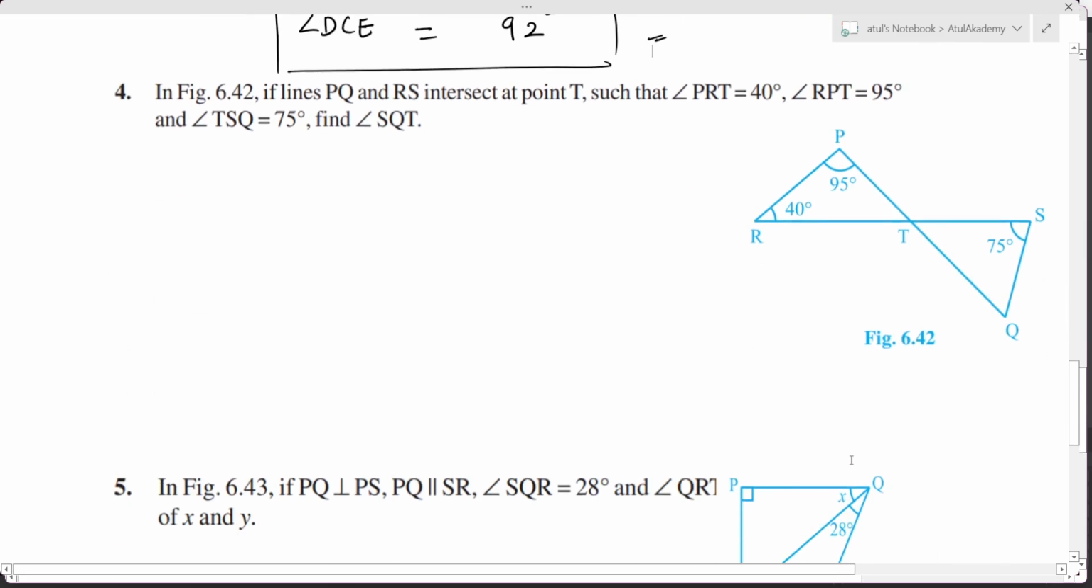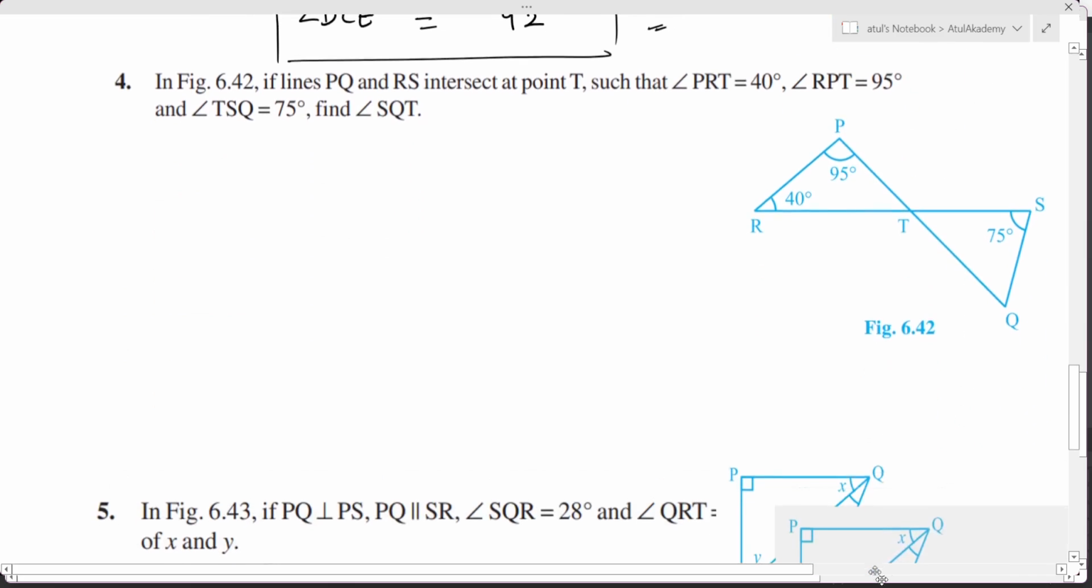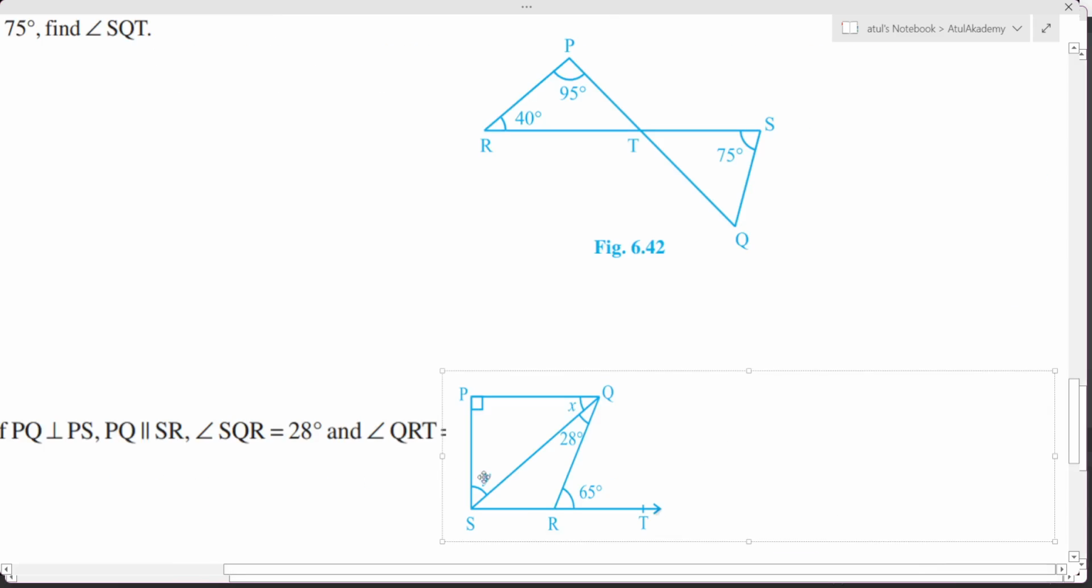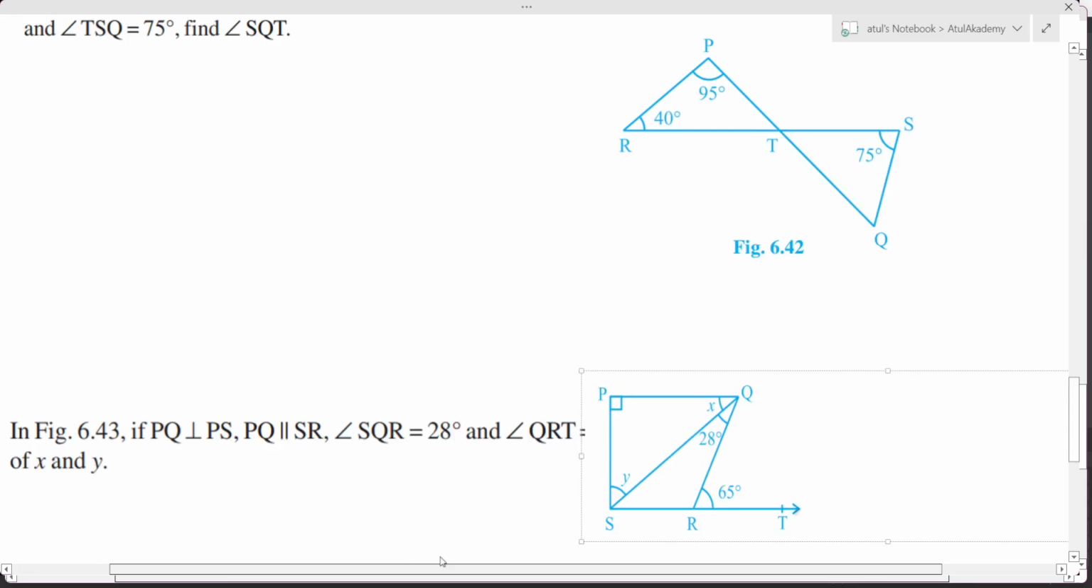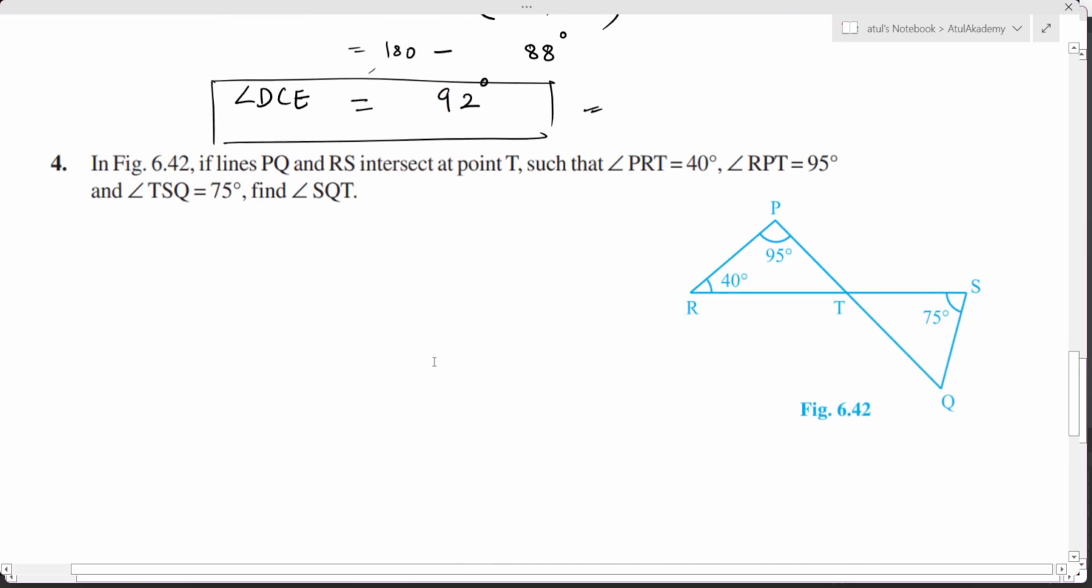Now let us move to the next question. I think this is also an easy question. You can see over here that we have to use parallel lines again. This figure is taking too much space. Okay, figure 6.42, we again have intersecting lines, PQ and RS. Whenever we have intersecting lines, I think you all know we have what type of angles over there? We have vertically opposite angles.